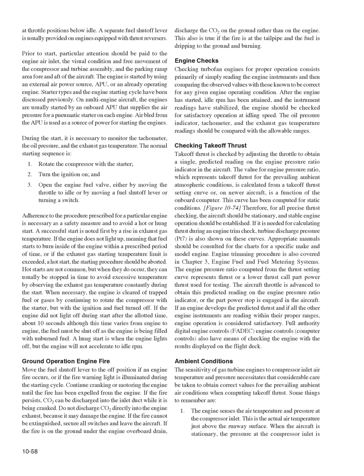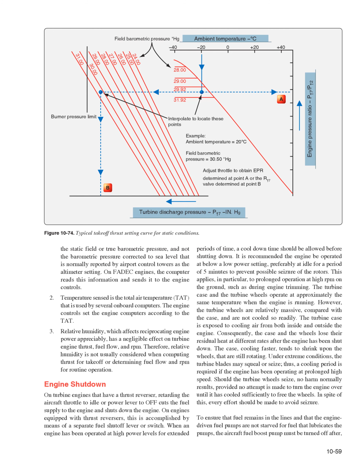Ambient conditions. The sensitivity of gas turbine engines to compressor inlet air temperature and pressure necessitates that considerable care be taken to obtain correct values for the prevailing ambient air conditions when computing takeoff thrust. Some things to remember are: 1. The engine senses the air temperature and pressure at the compressor inlet. This is the actual air temperature just above the runway surface. When the aircraft is stationary, the pressure at the compressor inlet is the static field or true barometric pressure, and not the barometric pressure corrected to sea level that is normally reported by airport control towers as the altimeter setting. On FADEC engines, the computer reads this information and sends it to the engine controls.